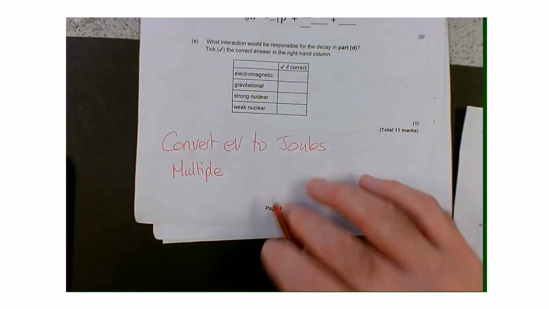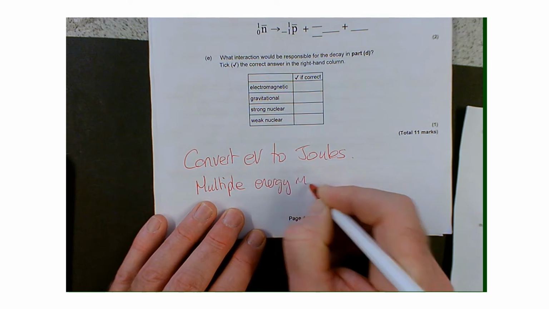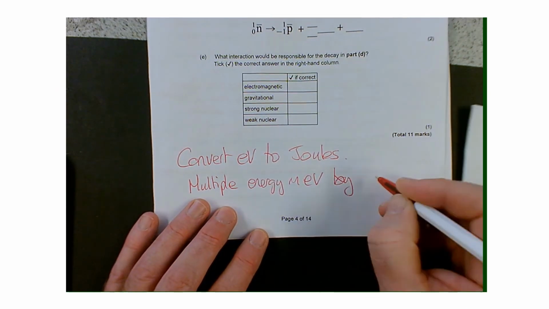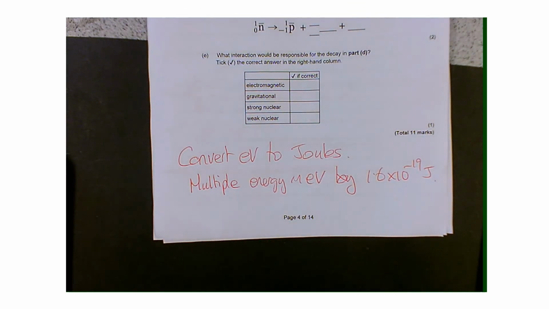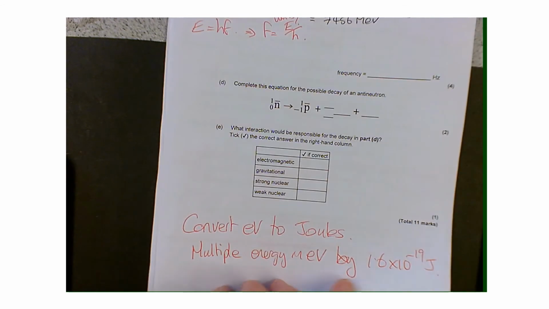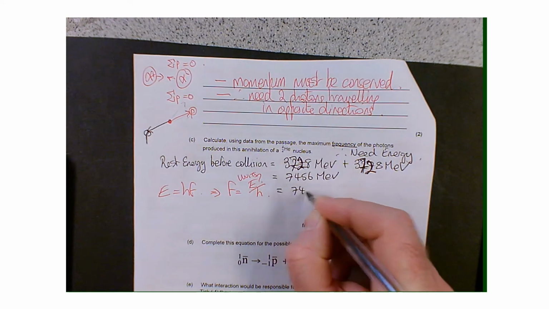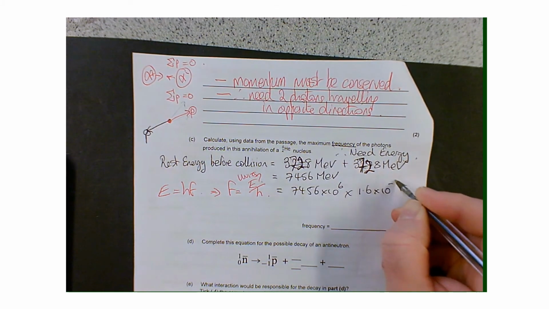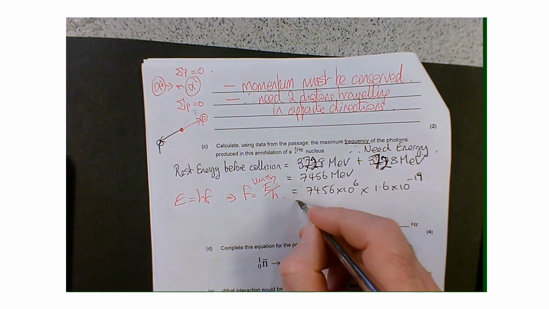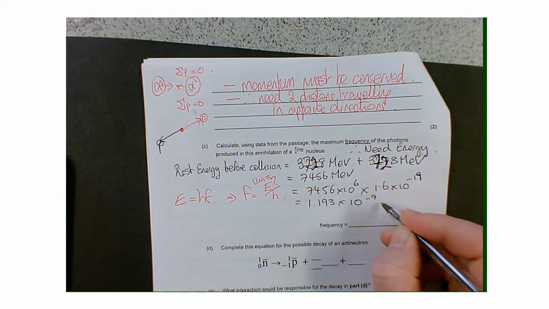If I'm converting from electron volts to joules, I multiply the energy in electron volts by 1.6 by 10 to the minus 19. But in your case, you did the one from mega electron volts, so I'd need to multiply by 10 to the minus 13. So that's going to be equal to 7456 by 10 to the 6 multiplied by 1.6 by 10 to the minus 19, which gives me an answer of 1.193 by 10 to the minus 9 joules.